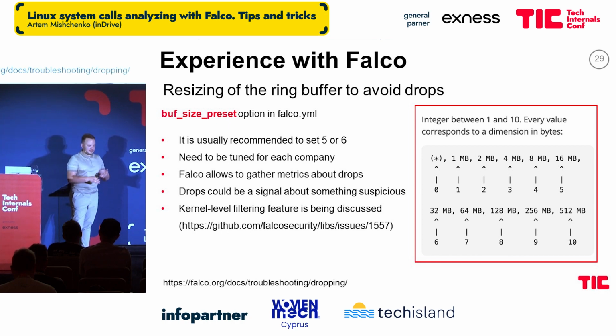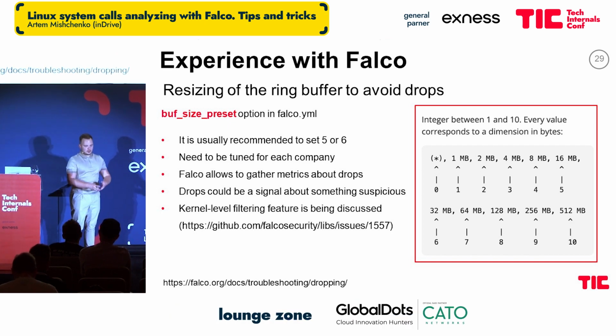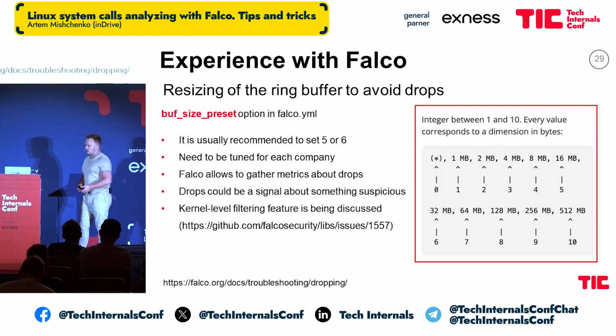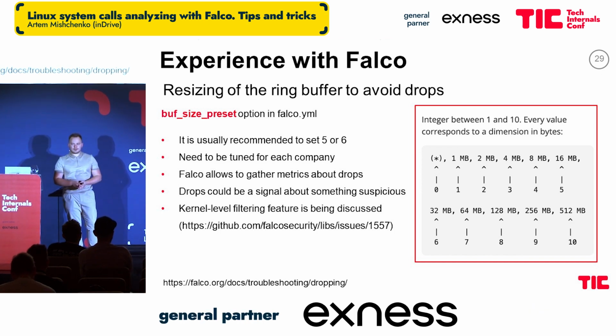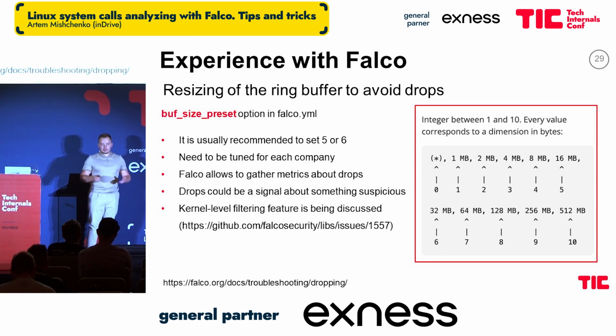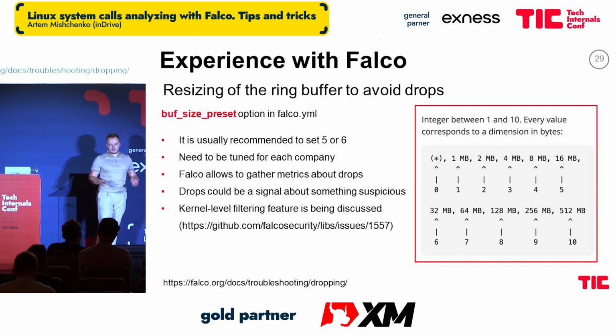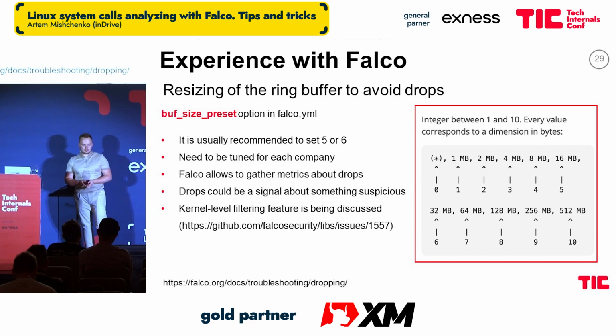fortunately, in some period of time, the developers added a feature to set a configurable ring buffer. So now we can use it with different sizes. We can test it, and of course, Falco provides some metrics about drops. So we have several dashboards in our company for security. We monitor drops, we react to them, and we try to tune these parameters, these options, to make Falco work as stable as possible. I need to say that Falco does not provide kernel-level filtering opportunities right now, but this feature is being discussed. I hope maybe we will see it later, but let's see.